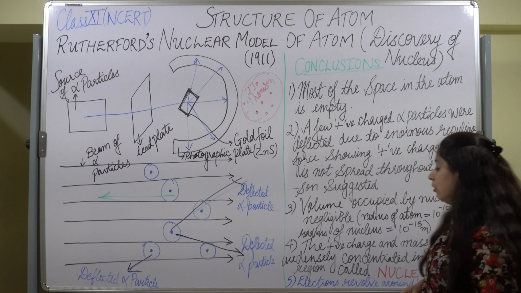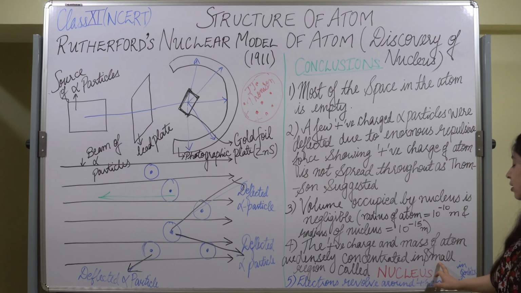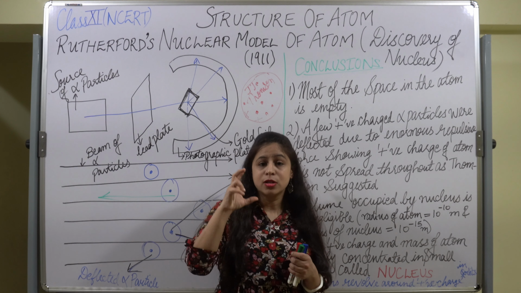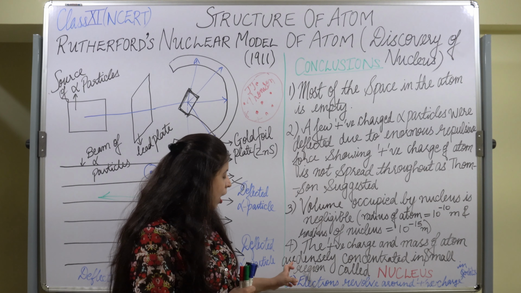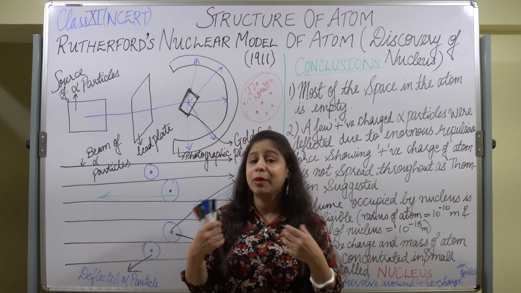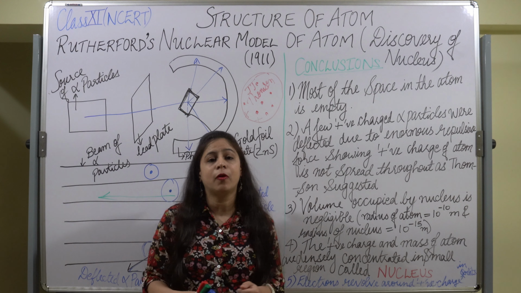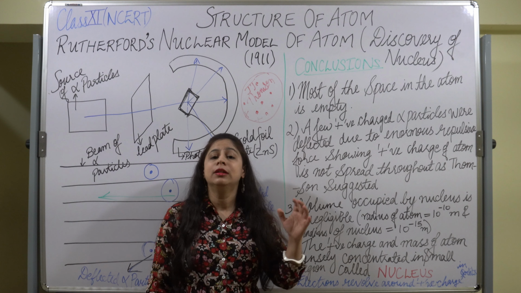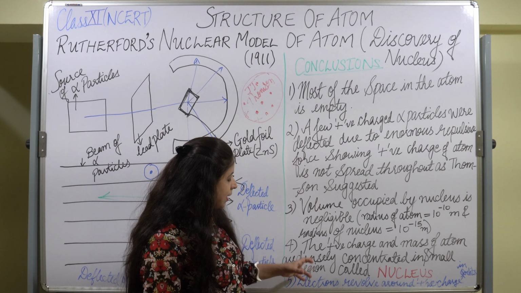Then the next conclusion he made was that the positive charge and mass of the atom are densely concentrated in a small region called the nucleus. The atom is composed of a small nucleus, and that small part is nothing but where the positive charge and mass of the atom are densely concentrated. So he made the discovery of the nucleus. At that time, it was not known that the nucleus is again made up of protons and neutrons. Rutherford was only able to discover that the small part in the atom is the nucleus, and that it is densely concentrated.